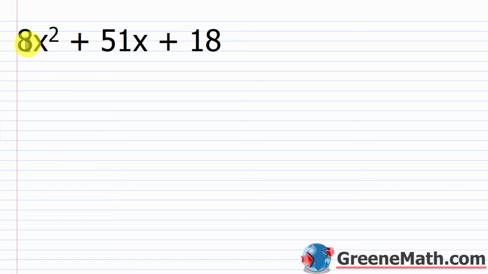So in this example, I have 8x squared plus 51x plus 18. So you notice that this is an 8 here. So I can't just go ahead and set this up and say, okay, well, I have x times x. That's no longer going to be the case. So now instead of just having to find 2, I have to find all 4 positions. So how can we do this?